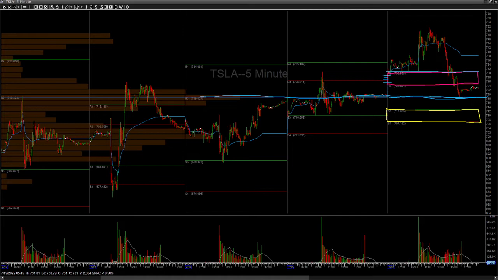Which is, as a day trader, I really like that. That's what I'm looking for. I'm looking for an imbalance where there's major selling here at the bottom to come right back down to value.